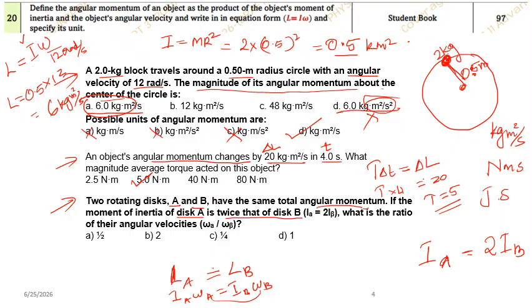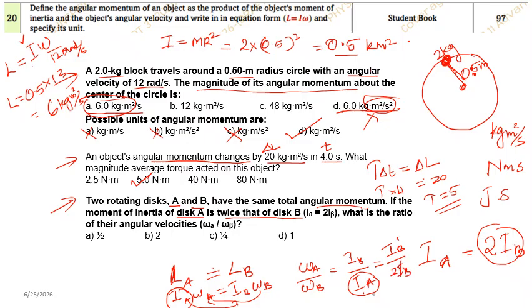So I bring this to this side and this to the other side. When I do it, omega A divided by omega B will be equal to IB by IA, since IA goes to the other side. Now, let us put in the values. IA, they said, is 2IB. So IB divided by 2IB, the IB and IB cancel. So finally you get 1 divided by 2. So the correct answer is 1 by 2.